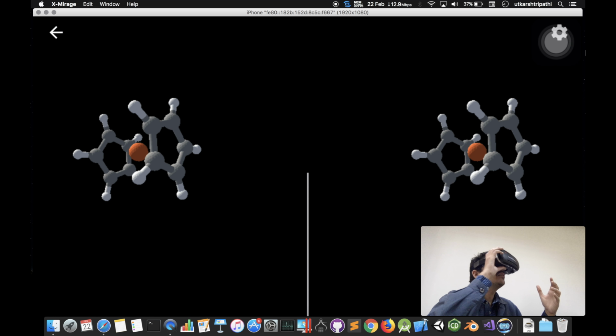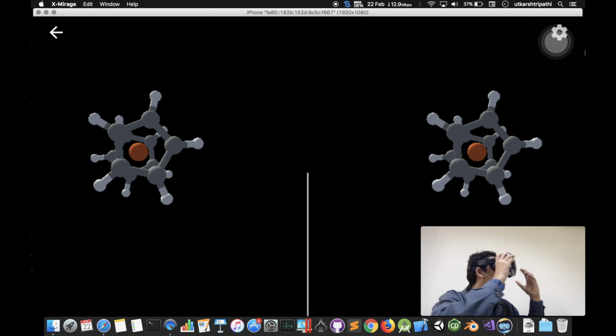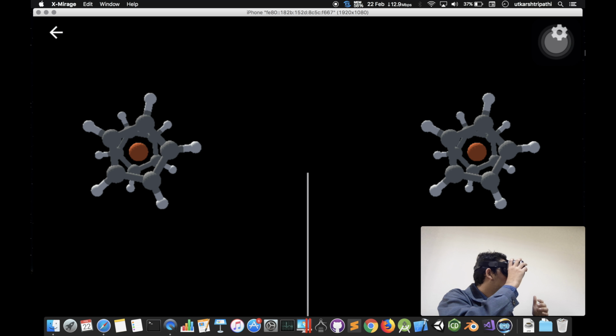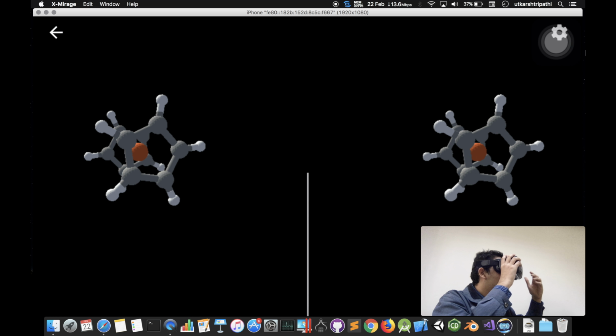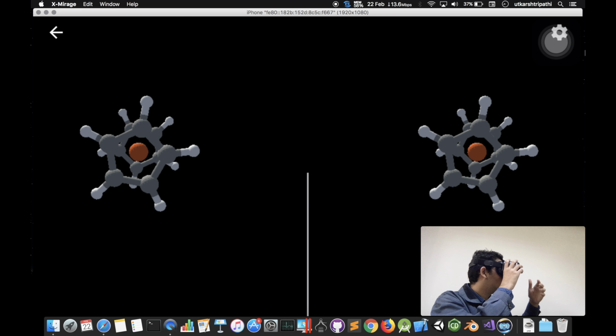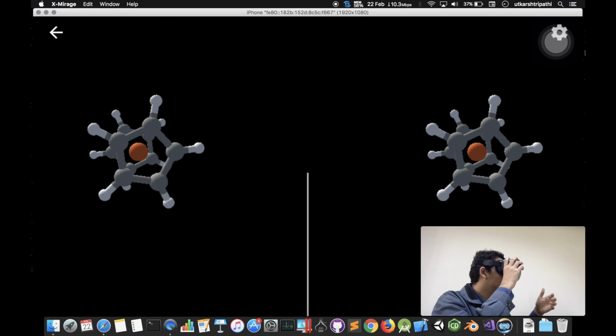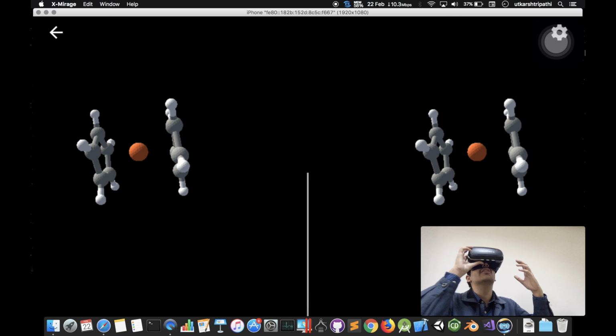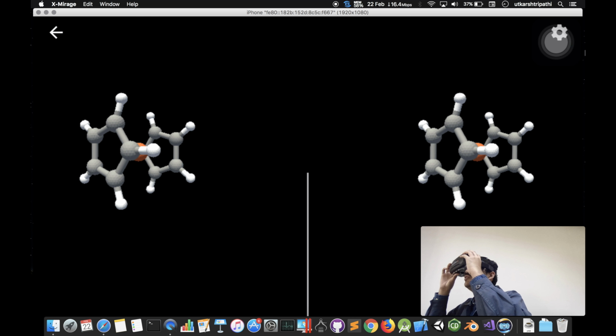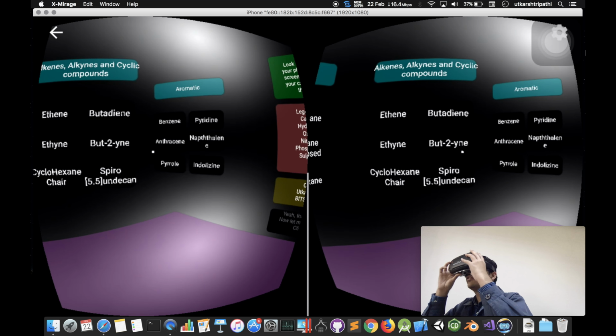So once I'm in the application, I can visualize it by moving my head around. I can see that the atoms of the second ring are not exactly behind the atoms of the first ring. So that is why it is staggered. I can visualize this in 3D and it looks beautiful. You need to try this first.